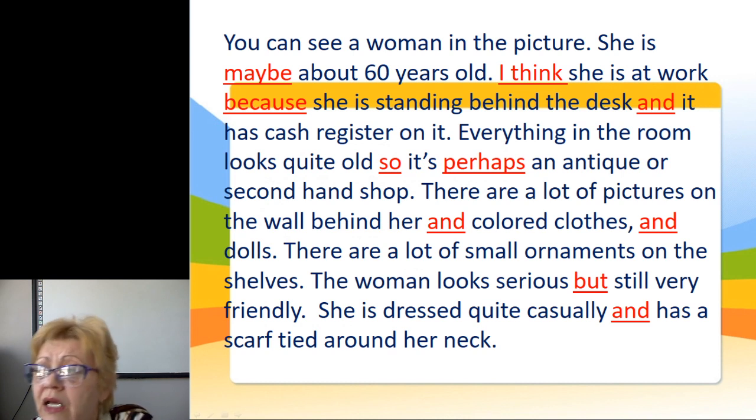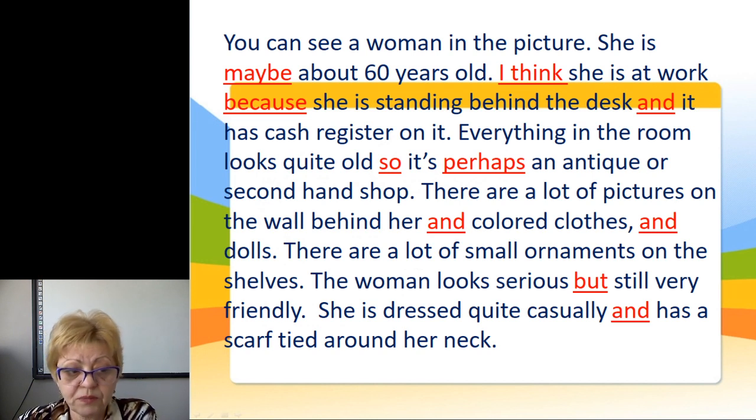And again, say if you like this picture or not. You can say, yes, I like this picture because this woman reminds me of my grandmother, or you can say, I don't like this picture because I don't like second-hand shops. So it's your own idea.